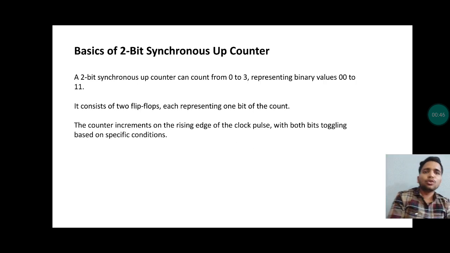The basics of 2-bit synchronous up counter. A 2-bit synchronous up counter can count from 0 to 3, representing binary values 00 to 11. It consists of 2 flip-flops, each representing 1 bit of the count. The counter increments on the rising edge of the clock pulse, with both bits toggling based on specific conditions.